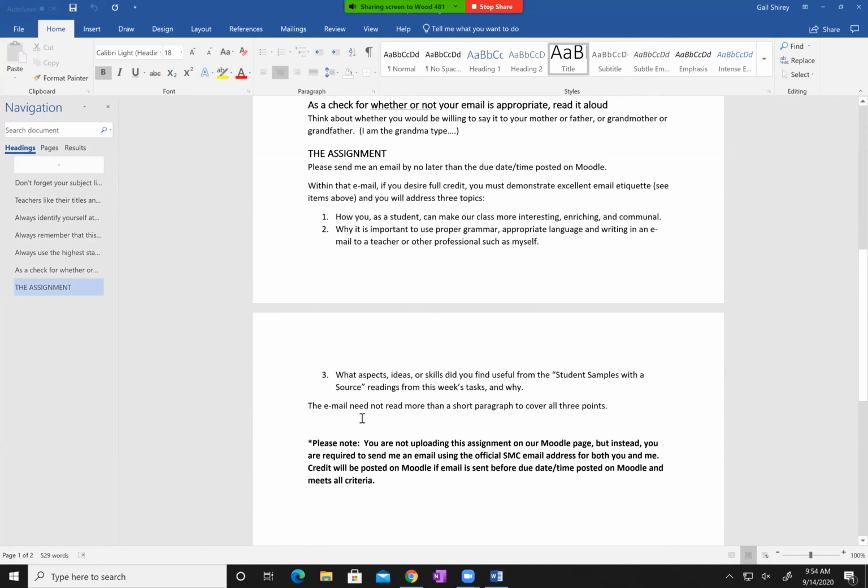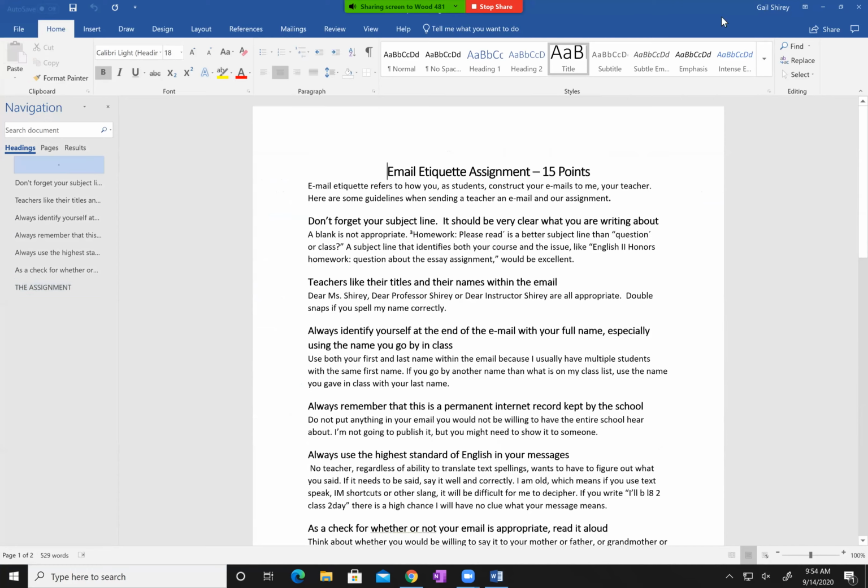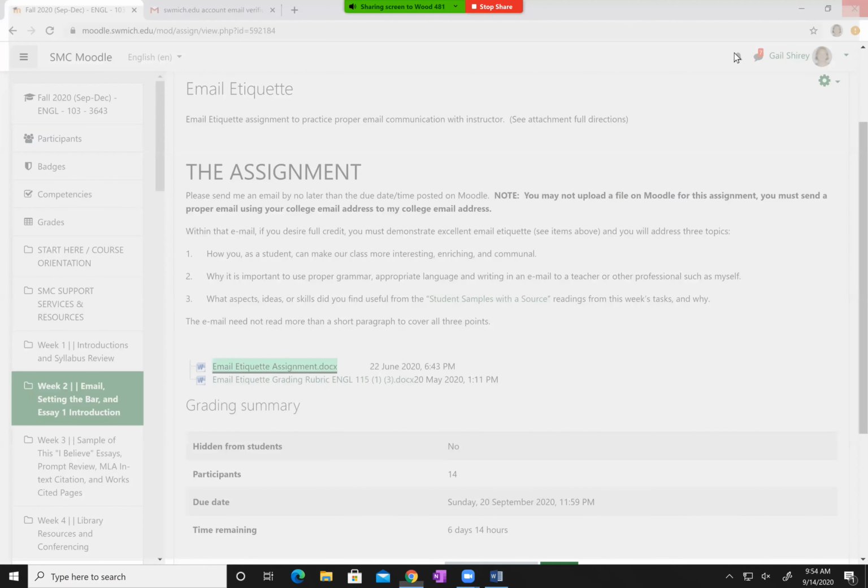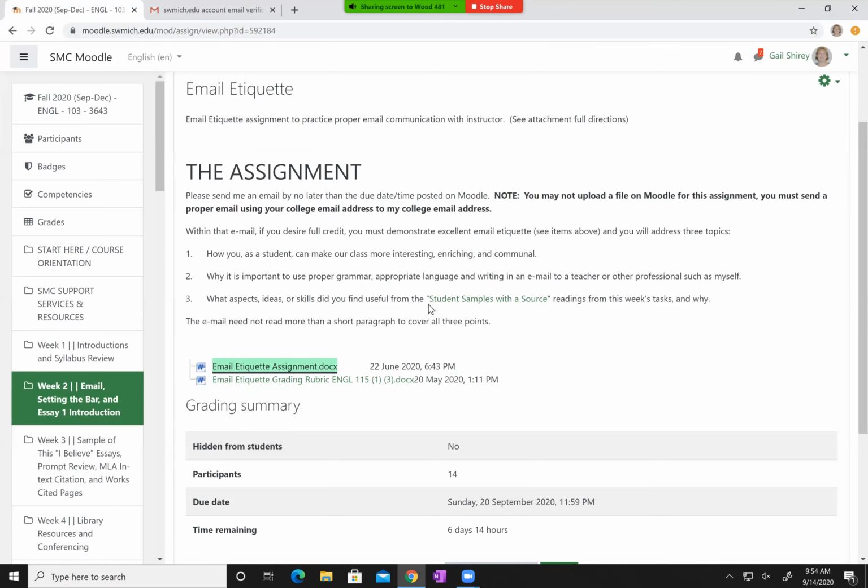The email doesn't need to be more than a short paragraph to cover all 3 points. So you're not writing me a long email, but you do have to cover the criteria if you want full credit. And then again, you're like, well, I covered all those things. I wonder if she's going to give me an A or a B. Look at the grading rubric. I break it out for you. These are the things I'm looking for. These are how many points each one is worth. Okay?